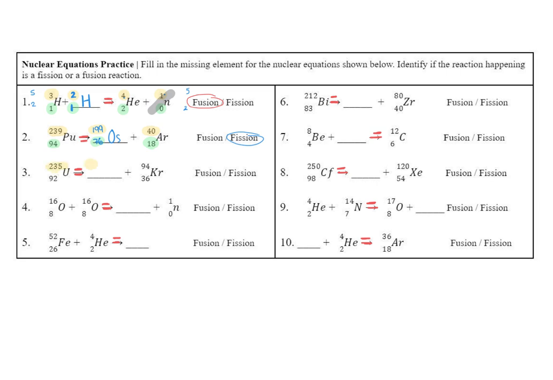235 equals some number plus 94. If I take 235 minus 94, that will give me 141. Double check, is 94 plus 141 equal to the top number 235? Yep, I think so.